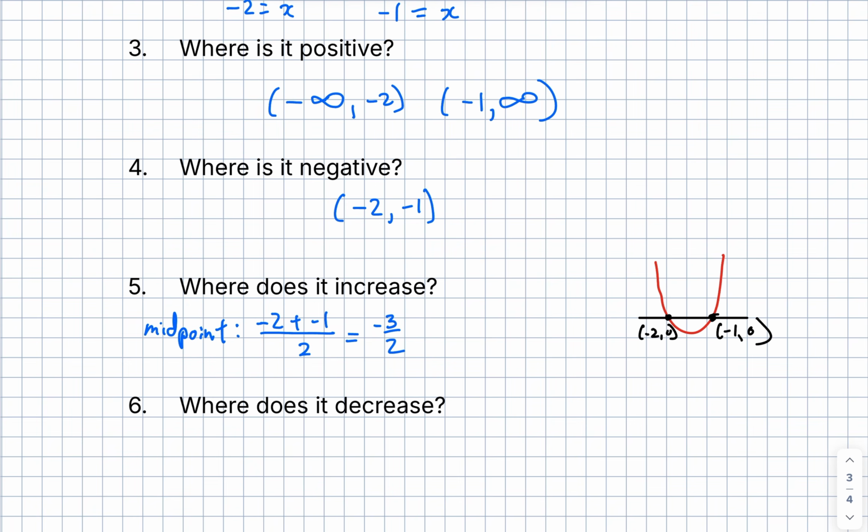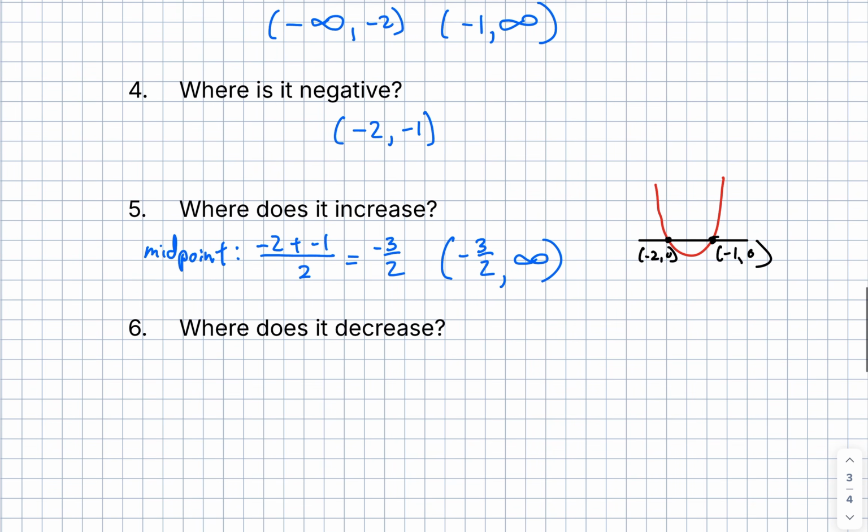So where does it increase? It increases from negative 3/2 on the x all the way to positive infinity. And then where does it decrease? It decreases from negative infinity on the x all the way to negative 3/2. Okay? Remember, we always read from left to right. Okay, hopefully that made sense. If any of this was confusing, go back to the beginning of the recording and listen to it again.